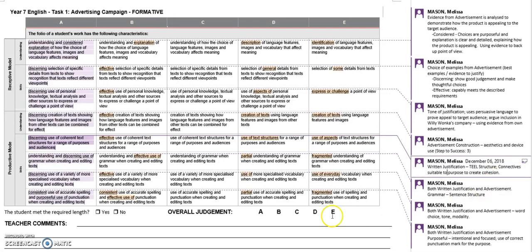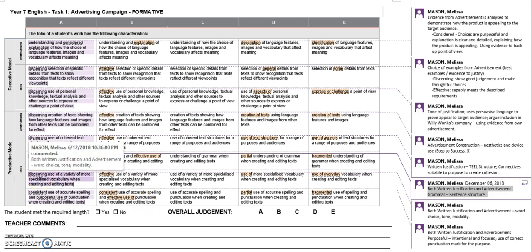The next criteria is all about understanding and discerning use of grammar when creating and editing texts. So here we're talking about grammar in regards to sentence structure in both the written justification and the advertisement. So we need to make sure that it is word perfect across both mediums, both parts of the assessment.